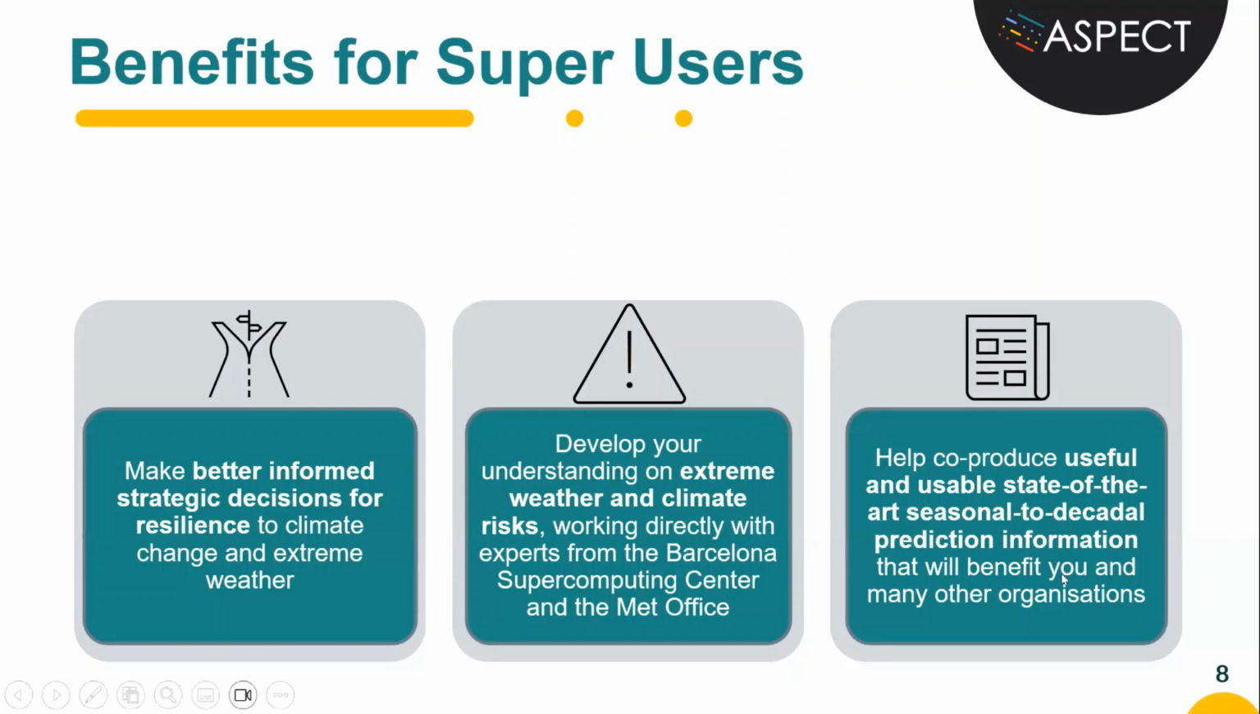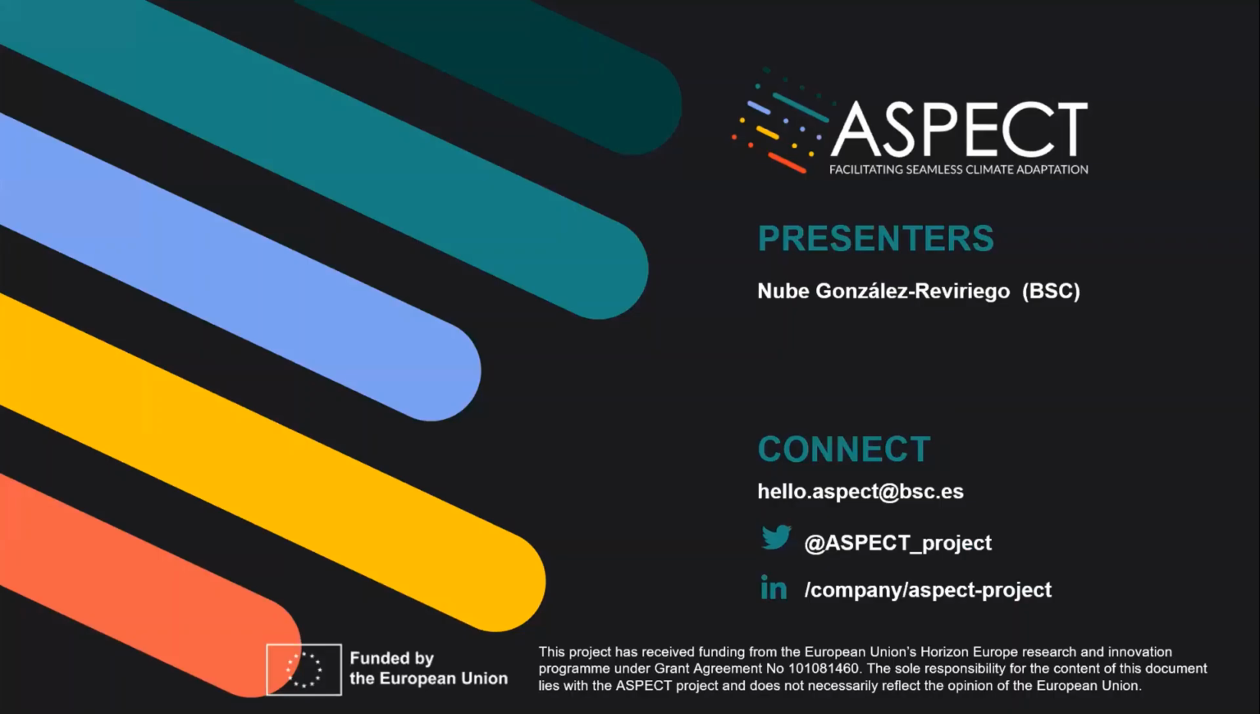And then the last benefit that I include here is that the super user will be one of the first co-producing useful and usable state-of-the-art seasonal to decadal prediction information. Of course, this information will be tailored to the super user and will benefit you, but also will benefit many other organizations, because in some way the super user will be defining a little bit what type of climate information can be useful for society in general. And I think this is all. Thank you very much for your attention, and I am open to questions if you have some.